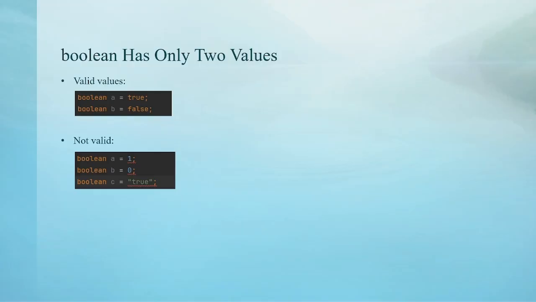An important point is that Java's boolean is not a numeric data type. We cannot assign 1 or 0 to a boolean. See here, boolean a = 1. It is showing a compilation error because this is not valid. Boolean can have only true or false.